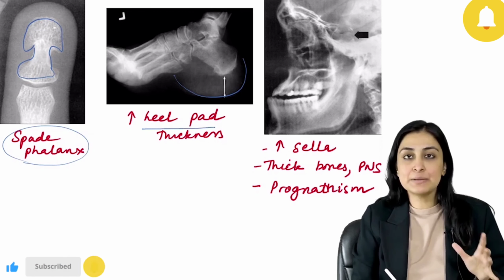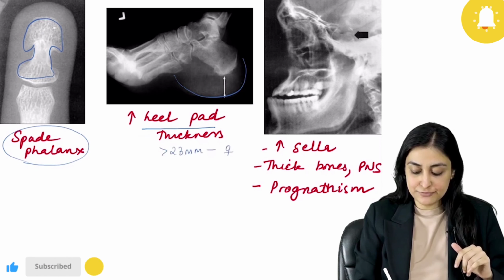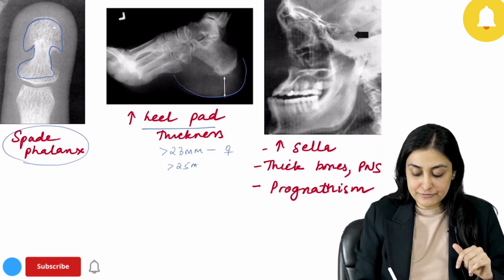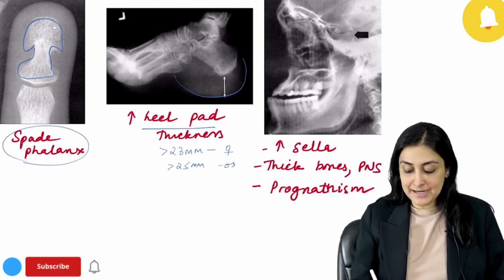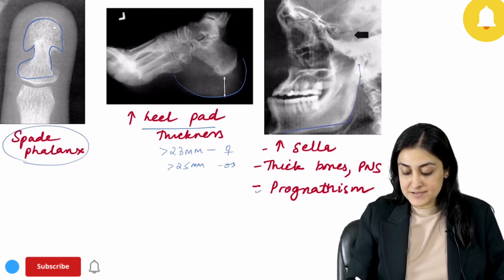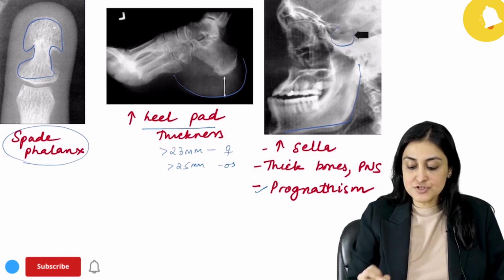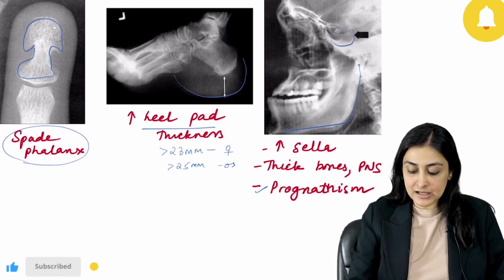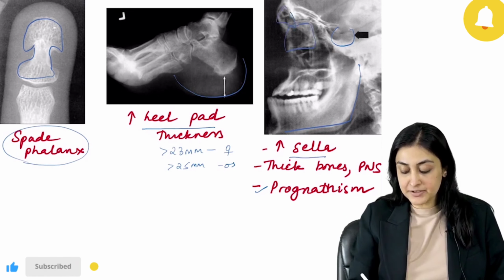The cutoffs are variably given in different places, but you can remember more than 23 millimeters in females and more than 25 millimeters in males as the cutoff for an increased heel pad. And in the skull X-ray, can you see this marked prognathism, the jaw angle being increased? Plus, look at the sella, which is widened. The sinuses appear enlarged, and the calvarium appears thickened.